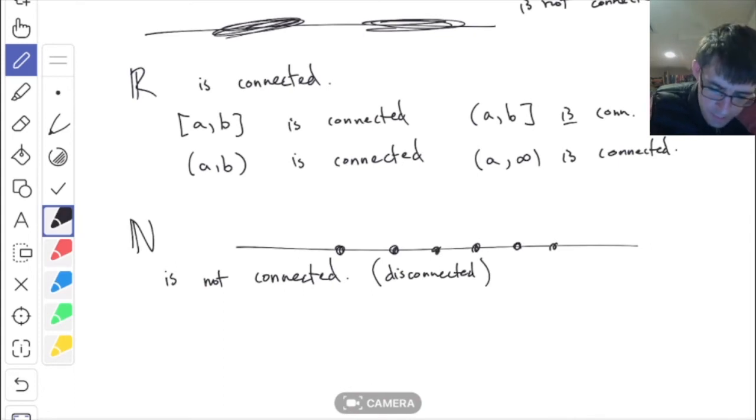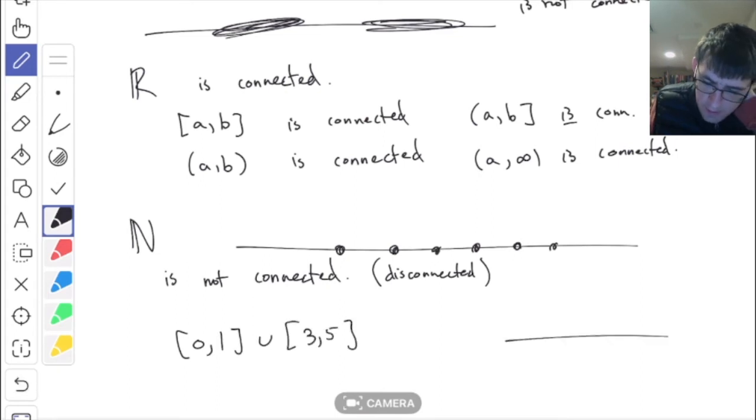All right, or something like 0, 1, union, 3, 5. This looks like one interval over here together with another interval over here. This is disconnected.